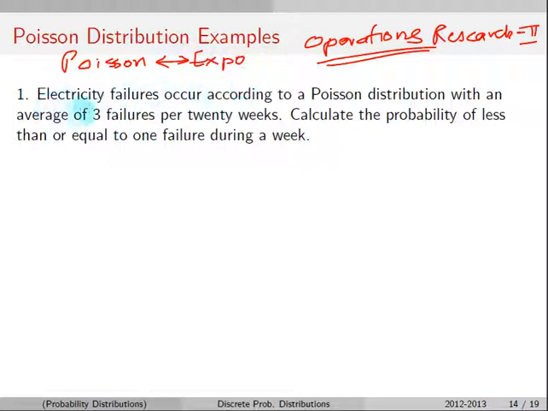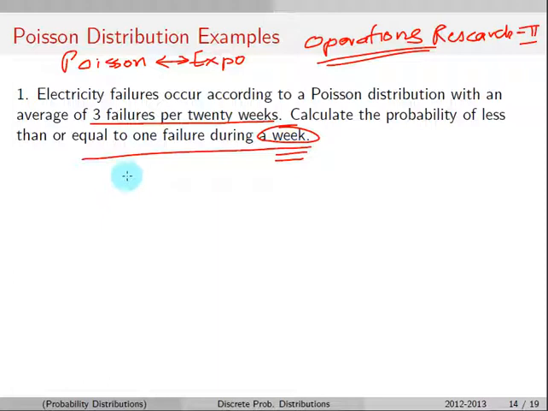Electricity failures occur according to a Poisson distribution with an average of 3 failures per 20 weeks. Calculate the probability of less than or equal to 1 failure during a given week. So they're giving you the rate per 20 weeks, and they're asking you a question based on 1 week. So how do you answer that question?